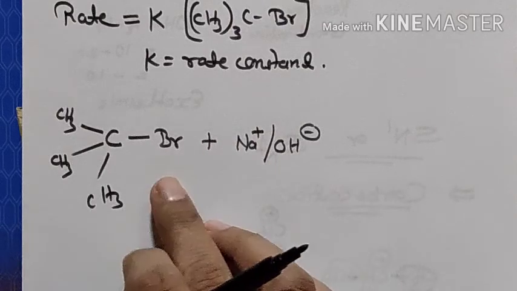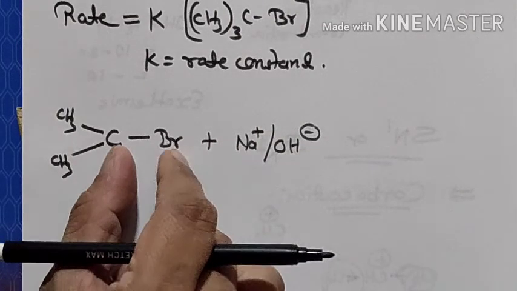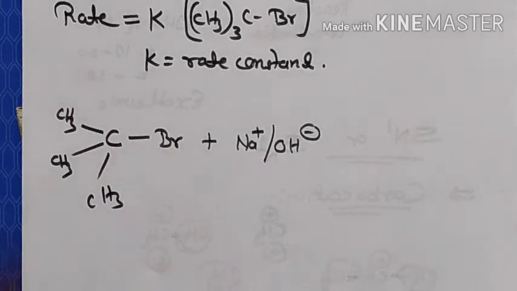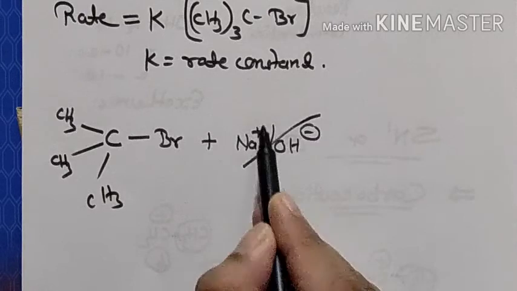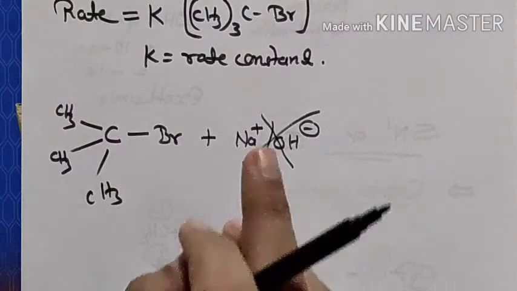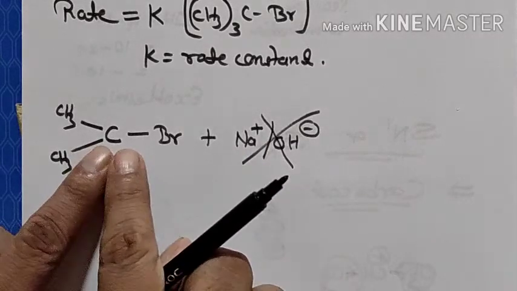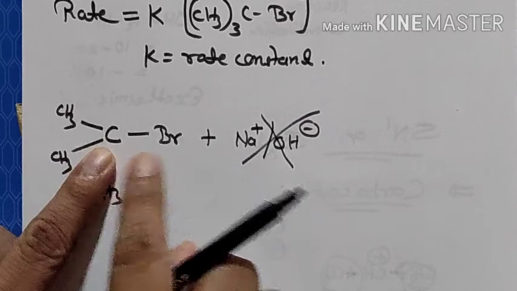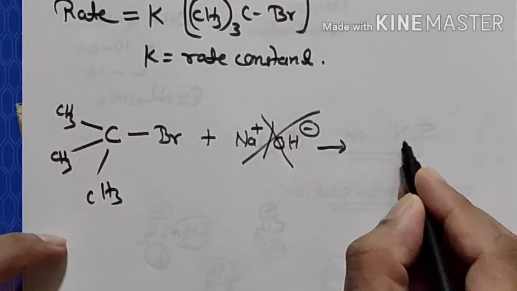Before OH attacks, what happened? This Br actually comes out, and in the first step they do not take part. They don't take any part. So what happened in the first step? In this first step, there's a dissociation of C and Br. These bonds break, and what is formed?